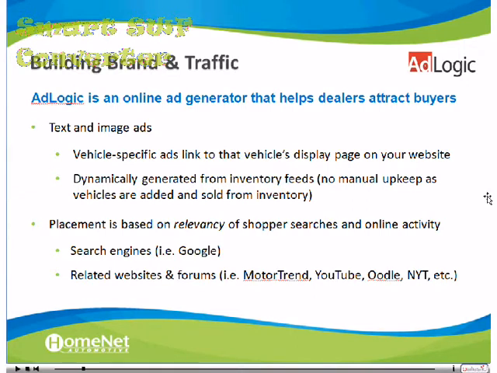The placement of these ads is based on the relevancy of what the customer is looking for. So let's say they go to a search engine, they're searching for a specific vehicle, you have it on your lot, we'll be able to hit them with a targeted ad at the time they're doing that search. Likewise, with image ads, we're able to do the same thing on related websites and forum sites, examples like Motor Trend, YouTube, Oodle Ad Network, New York Times. Anyone who's currently using Google Ads on their website, you'll be able to get these ads to display in front of.